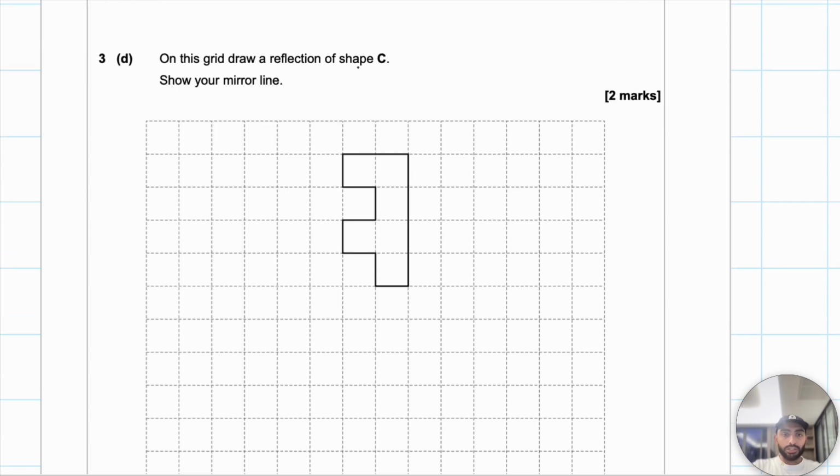On this grid, draw a reflection of shape C, show your mirror line. So I've got this shape, I need to draw a mirror line and keep it quite close to it. I wouldn't choose anything too difficult like going away from it or a diagonal. And I just need to count.